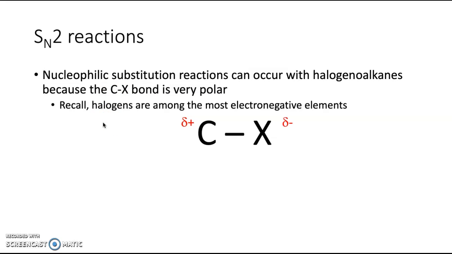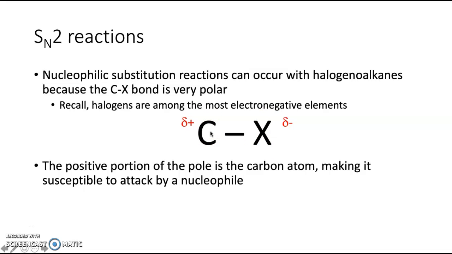So this is an illustration of that. Your halogen, the X here, is going to be slightly negative, leaving the carbon slightly positive. And then the carbon is susceptible to attack by a nucleophile, something that's going to be attracted to the nucleus.